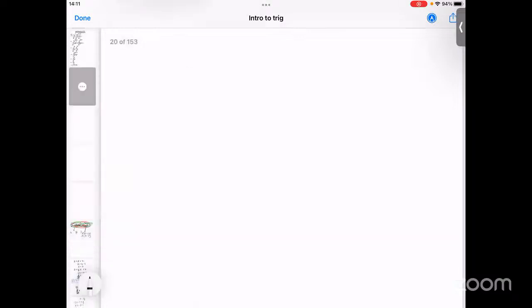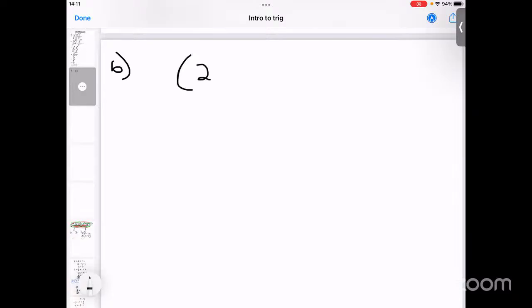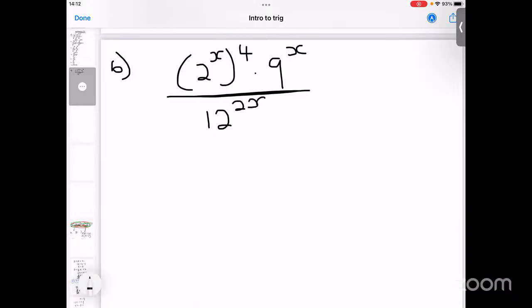Okay, then it's fine. Let's look at the second problem. Let's see. So let us say you are given 2 to the exponent of x. You close that. Then you multiply it by 9 to the exponent of that, being divided by 12 to the exponent of 2x. Okay.